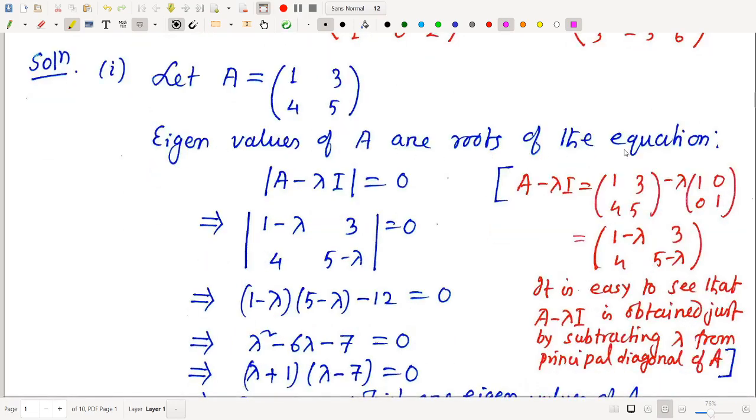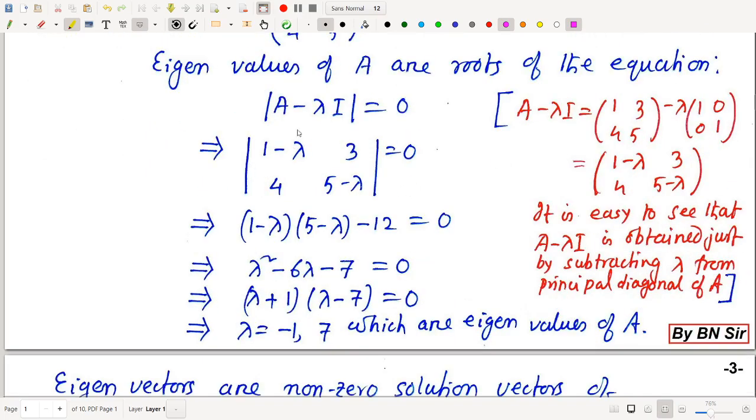Eigenvalues of A are roots of the equation determinant of A minus lambda I equal to 0. Already you have seen this. So determinant of A minus lambda I is this. How have we seen it here? A minus lambda I: this is A, this is minus lambda I, where I means the unit matrix of order 2. Now lambda goes inside, lambda lambda diagonally. So subtracting we get 1 minus lambda, 3, 4, 5 minus lambda.